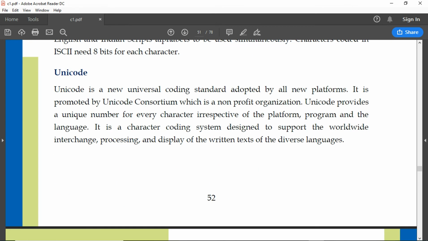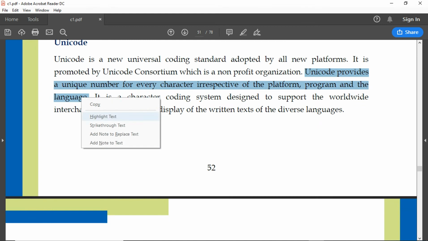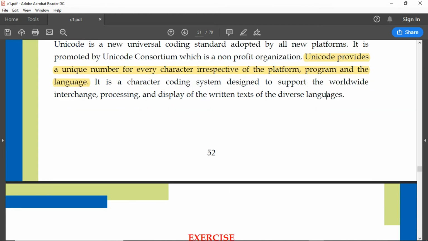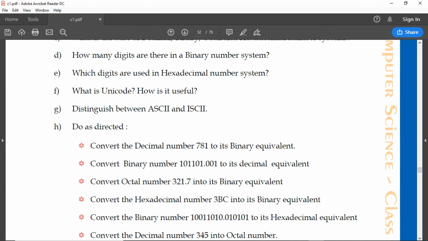Unicode. Unicode is a new universal coding standard adopted by all new platforms. It is promoted by the Unicode Consortium, which is a non-profit organization. Unicode provides a unique number for every character irrespective of the platform, program, and the language. It is a character coding system designed to support the worldwide interchange, processing, and display of the written texts of the diverse languages.